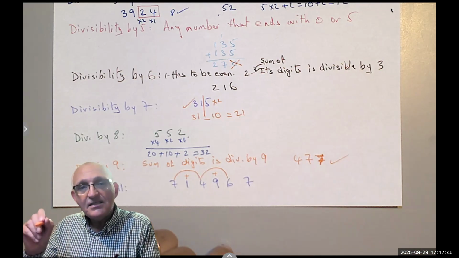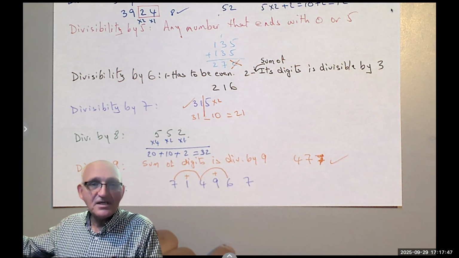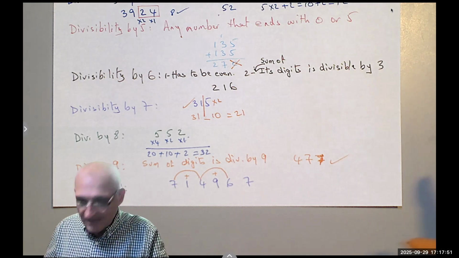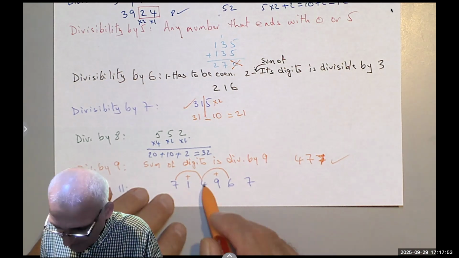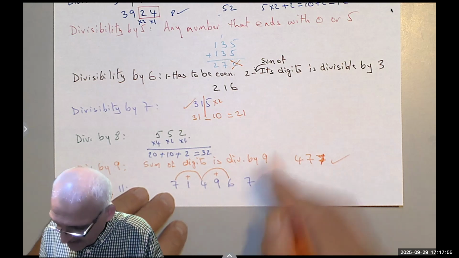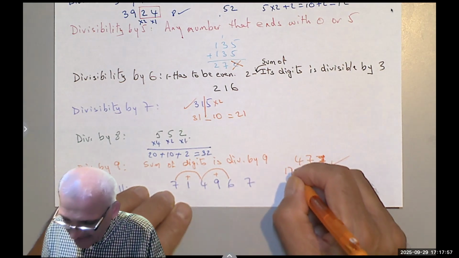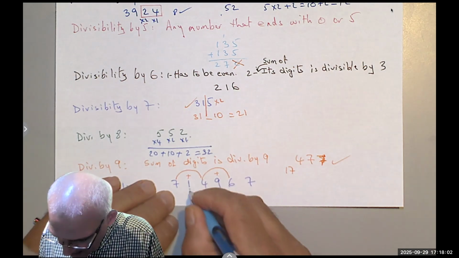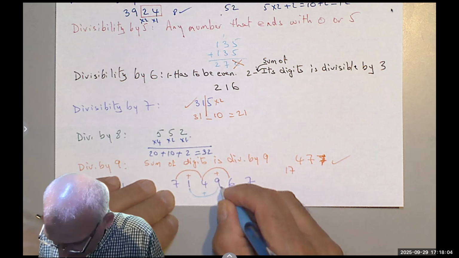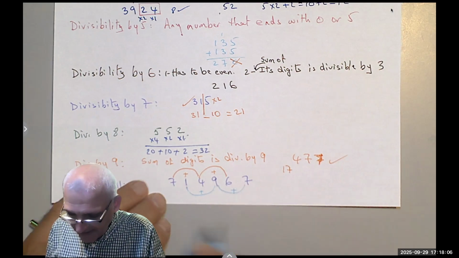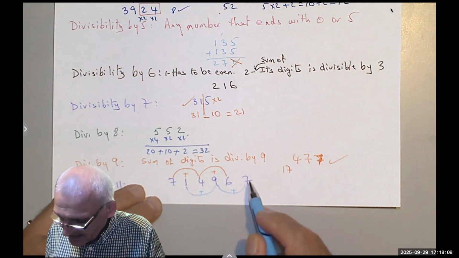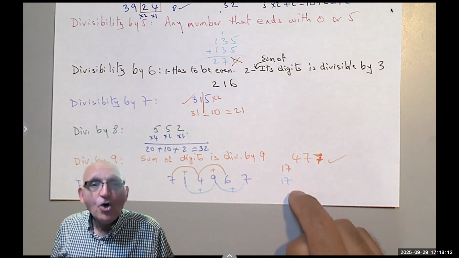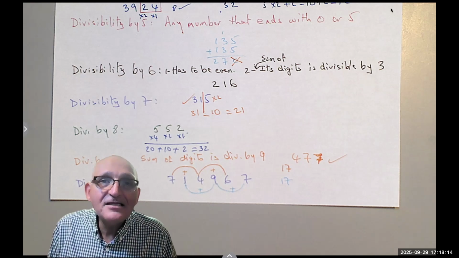So I add the oddly placed numbers, the first, the third, the fifth, the seventh, and so forth. 7 plus 4 is 11, plus 6 is 17. Then I add the evenly placed numbers, this one, plus that, plus that. I get 1 plus 9 is 10 plus 7 is also 17. If they are the same, or they differ by a multiple of 11.